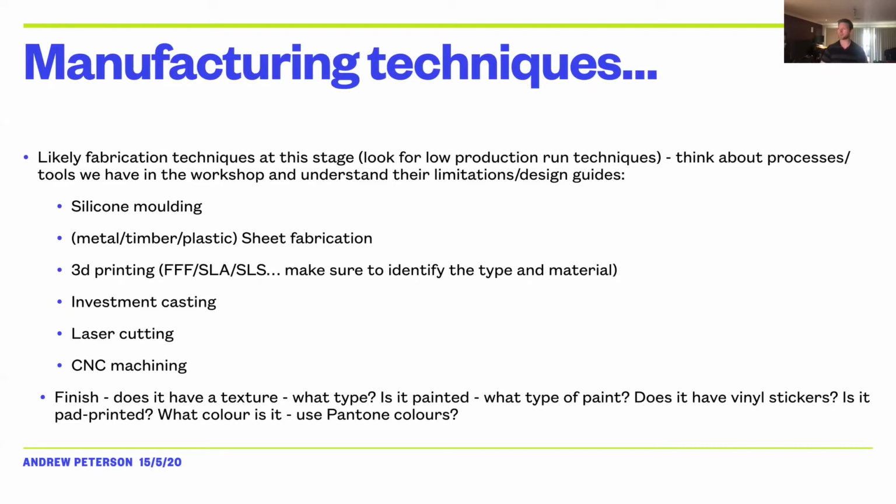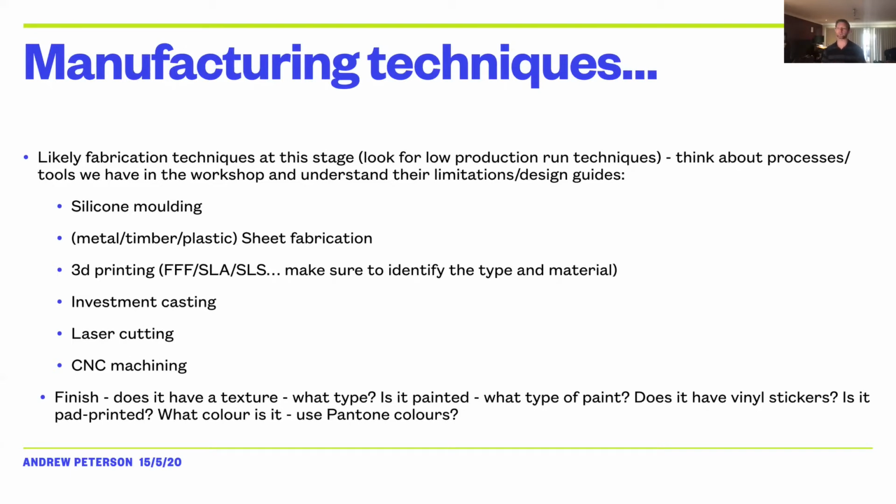But with those, it's still important to consider the details about them. So what is the specific material or the specific type of 3D printing process? Even down in the workshop, there's a range. There's FFF or SLA or SLS, or different sorts of processes, and they're valid for different reasons. So don't just say something's 3D printed. Say what type of 3D printing it is and what type of material.